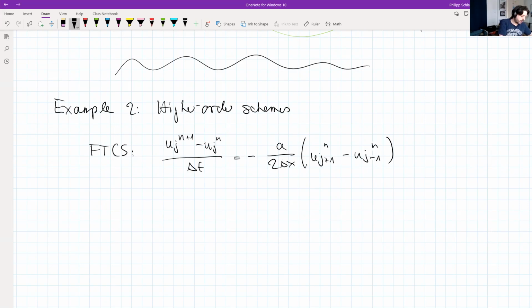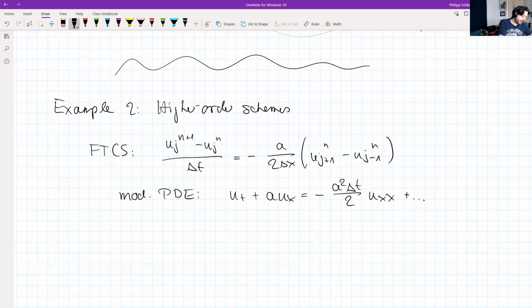So the problem here, which we can directly see if we look at the modified partial differential equation, so we look at the truncation error, we get the following. It is u_t plus a times u_x, and then what we get is minus a squared delta t divided by 2 times u_xx. So this here would be the leading error term for the forward time central space scheme. Central space scheme is second order in space and first order in time.